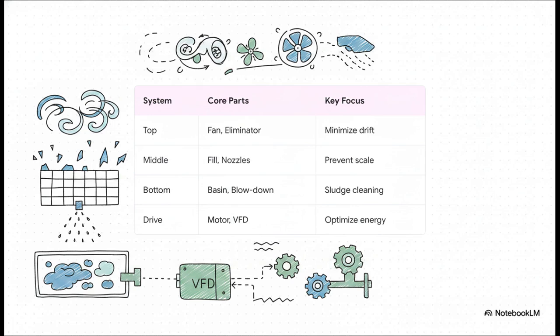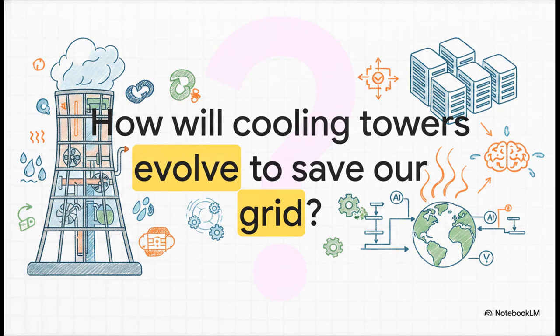Let's break it down. At the top, your focus is minimizing drift and checking for any weird vibrations. In the middle, you're on the hunt to prevent dry spots and scale buildup. Down at the bottom, it's all about cleaning out that sludge and managing your water conductivity. And finally, for the drive systems, focus on optimizing your energy through the VFD while keeping an eye on any oil or belts if you're working with an older legacy setup. These towers really are incredible feats of engineering, constantly balancing thermodynamics, fluid dynamics, and automated controls just to keep our servers humming and our lights on.